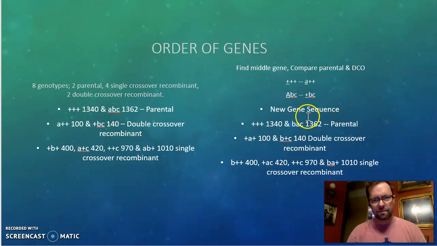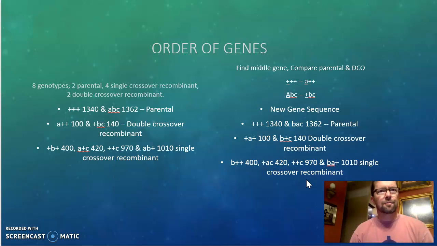What I've done here is, with the new gene sequence, we've rearranged. So you'll see the BAC instead of the ABC, and you'll see the plus A plus and the B plus C for the double crossovers in place of those. And then for the singles, we also rearrange those. Now that we have the order established, we need to map these out.